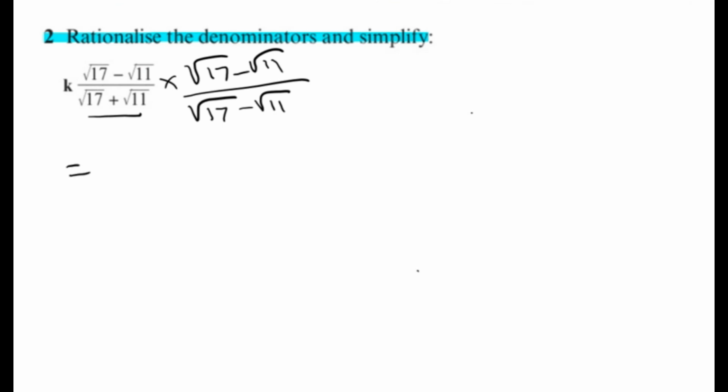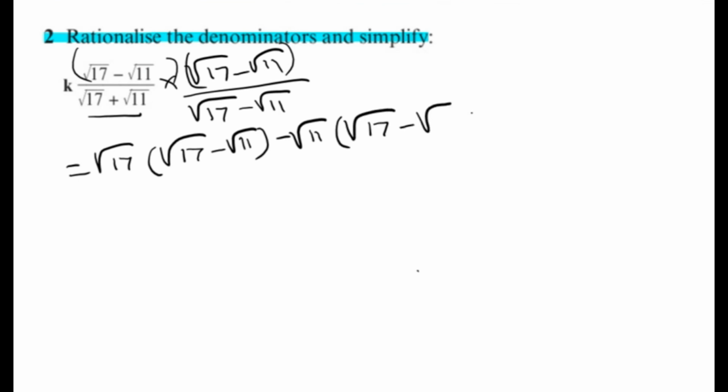Next question: rationalize the denominators and simplify. To rationalize, we know that we have to multiply by the opposite surd of the denominator. So multiply top and bottom by root 17 minus root 11. In the numerator, we have to multiply, considering these as two brackets, so we have to expand.